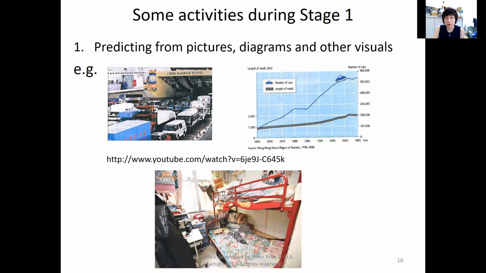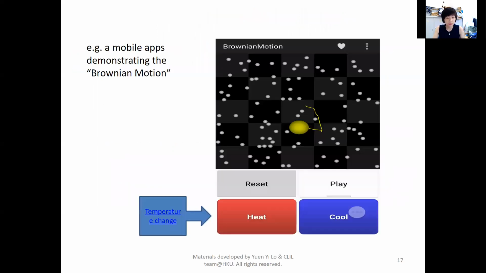These pictures, diagrams, and videos are about the topic traffic congestion. We can also use mobile apps to illustrate some concepts. For example, a teacher used these mobile apps to demonstrate the theory of Brownian motions in science.